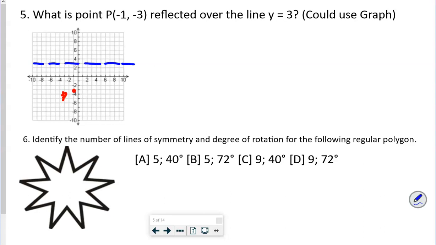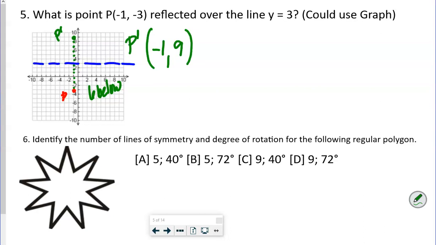And let's count how far away that is from this P. So it's 1, 2, 3, 4, 5, 6. So 6 below. So to reflect over that line, we want to go 6 above, right? So 1, 2, 3, 4, 5, 6. So that's where my new P, my P prime, is going to be. And so isn't that at (-1, 9)? It is. So that's P prime.